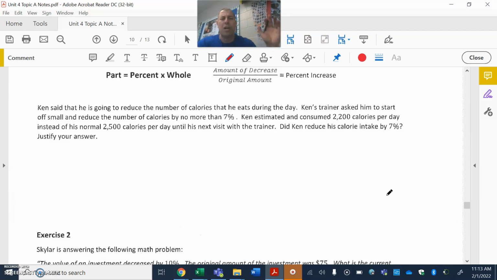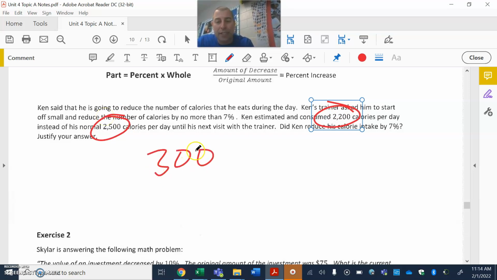Okay, change over the original. Change over the original. So 2,200, and then his normal was 2,500. So it changed by 300 calories. Now, what we've got to figure out is what was the original amount. Well, remember, he wanted to lessen the amount. So that's the new, that's not what I want. The 2,500 is your original.